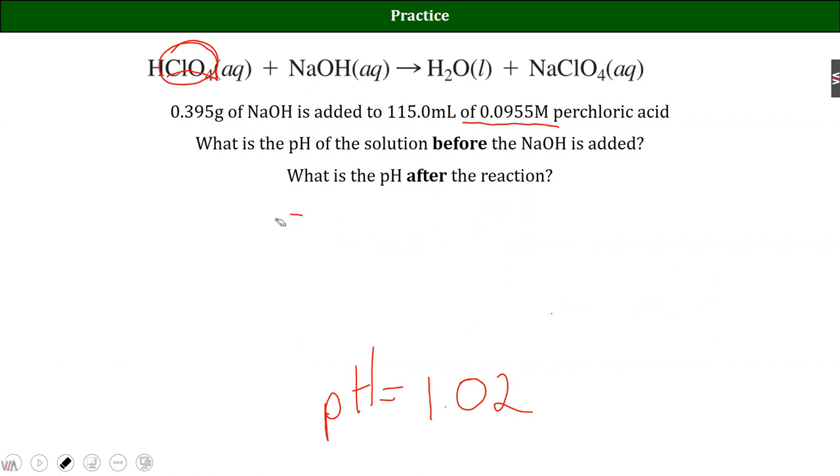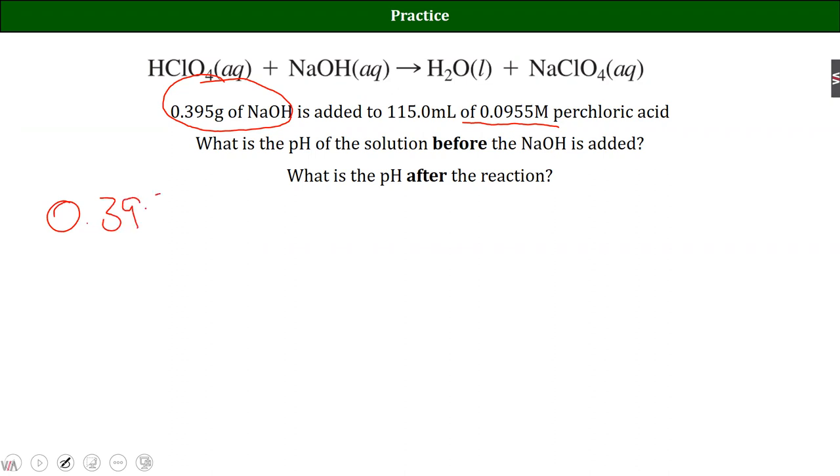So in any stoichiometry problem, we start by doing what? Put everything in moles. And one of these is really easy to put in moles, because we just practiced that. Getting moles of sodium hydroxide is as easy as just using the molecular weight. 0.395 grams NaOH. The molecular weight of NaOH is really close to 40.